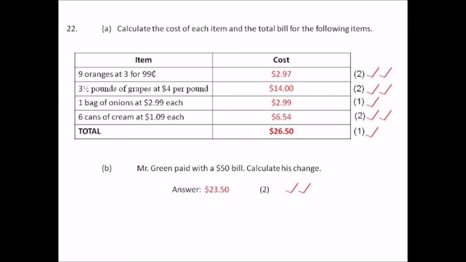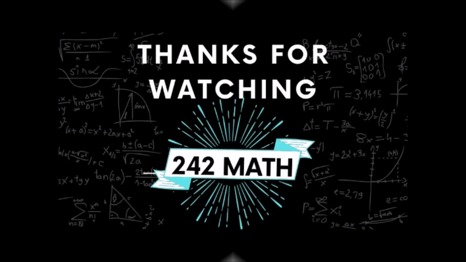And then half pound would be $2, $2.99, $6.54. Total was $26.50. Subtract it from 50, you get $23.50 to be the final answer for that, guys. And you see the number of marks for that. I hope you got all of those marks.